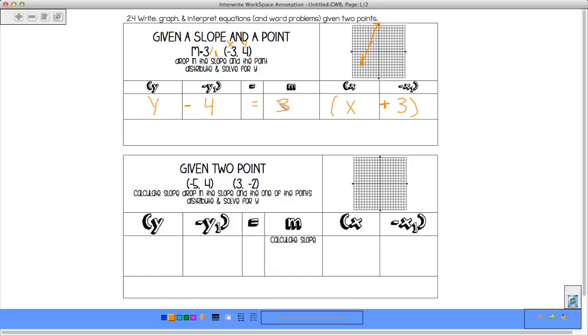Now, we still want to be able to put this in slope-intercept form, and that's just solving for y. So we're going to start by distributing the 3 here. That gives me y minus 4 equals 3 times x is 3x, 3 times 3 is 9. And then I'm going to add the 4 over to get y alone. And that gives me y equals 3x plus 13.